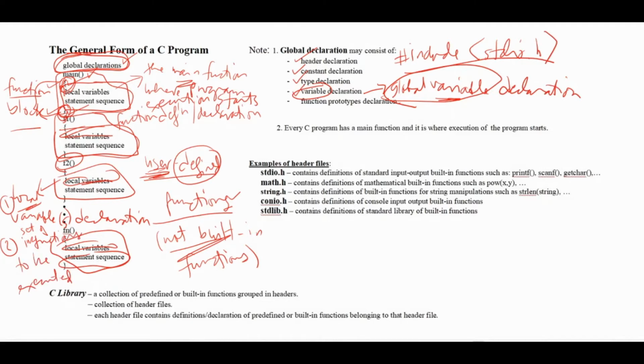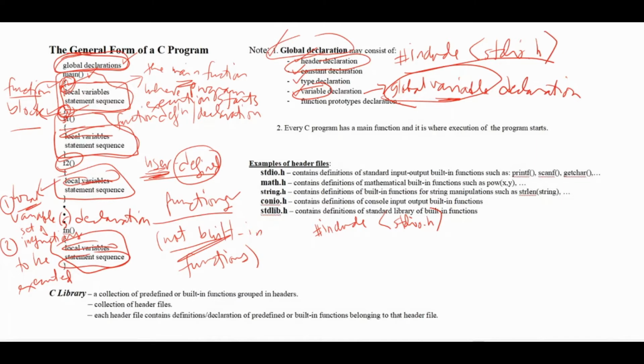Like for example, in our previous program, the one that adds two input integers and outputs the sum, we say #include <stdio.h>. This is the header file where the definitions of the built-in functions printf and scanf are defined. Since we are going to use the built-in function printf to display something on the screen and scanf to get input from the keyboard, you are going to declare this on top as a global declaration. The header declaration is an example of a global declaration.